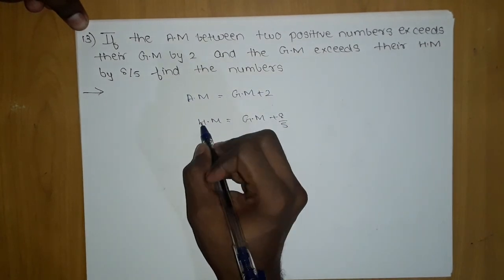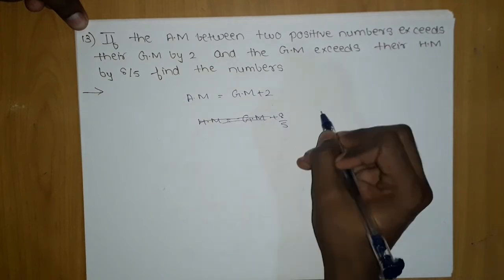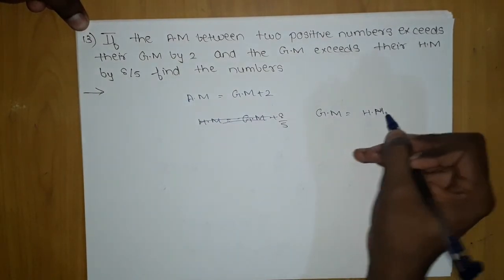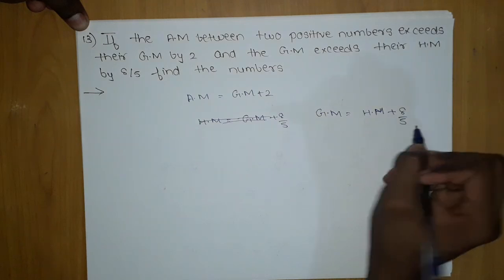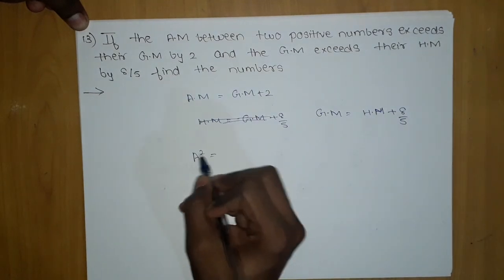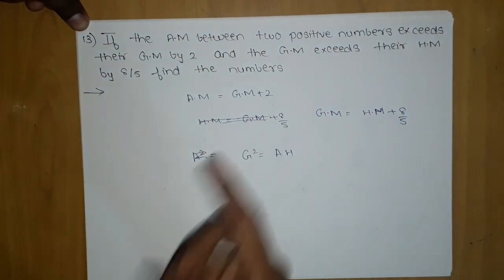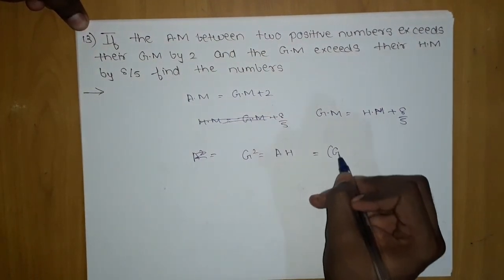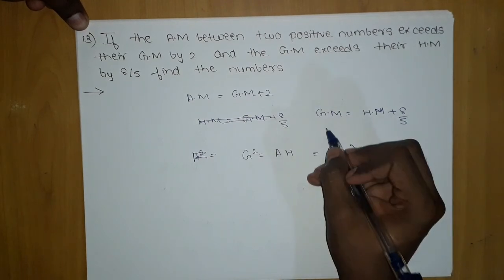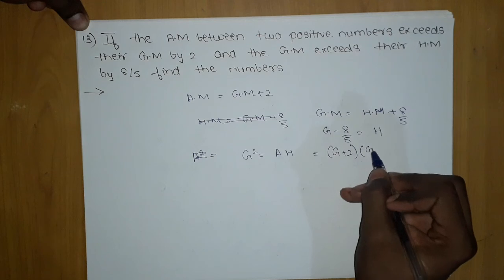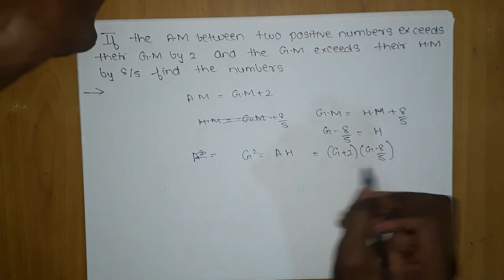Okay, sorry. GM exceeds their HM by 8 by 5. Now the formula is: A, G squared is equal to A, where A is G plus 2, and H we can get as G minus 8 by 5. Now let's open this.